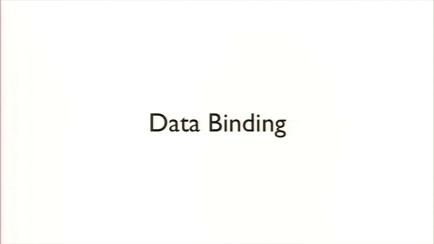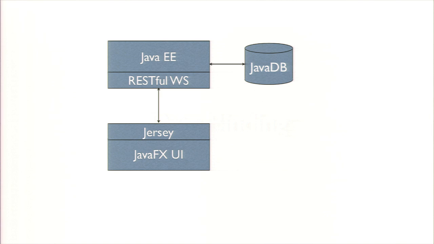Okay, let's take a look at data binding. When we look at this little overview of the architecture, the data comes from the database. It's processed here in the Java EE application, provided as a RESTful web service, and read here by Jersey. I'll not talk about the parts up here. I assume you probably know them better than I do. But what I will look at closer is this part down here.